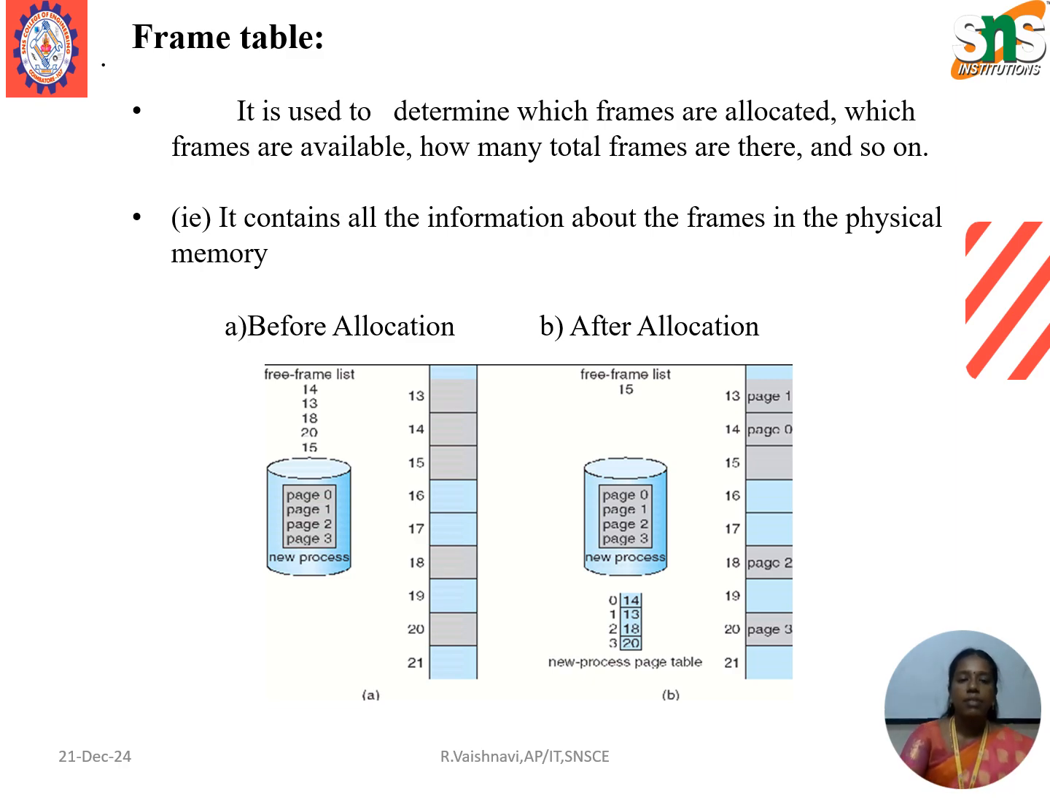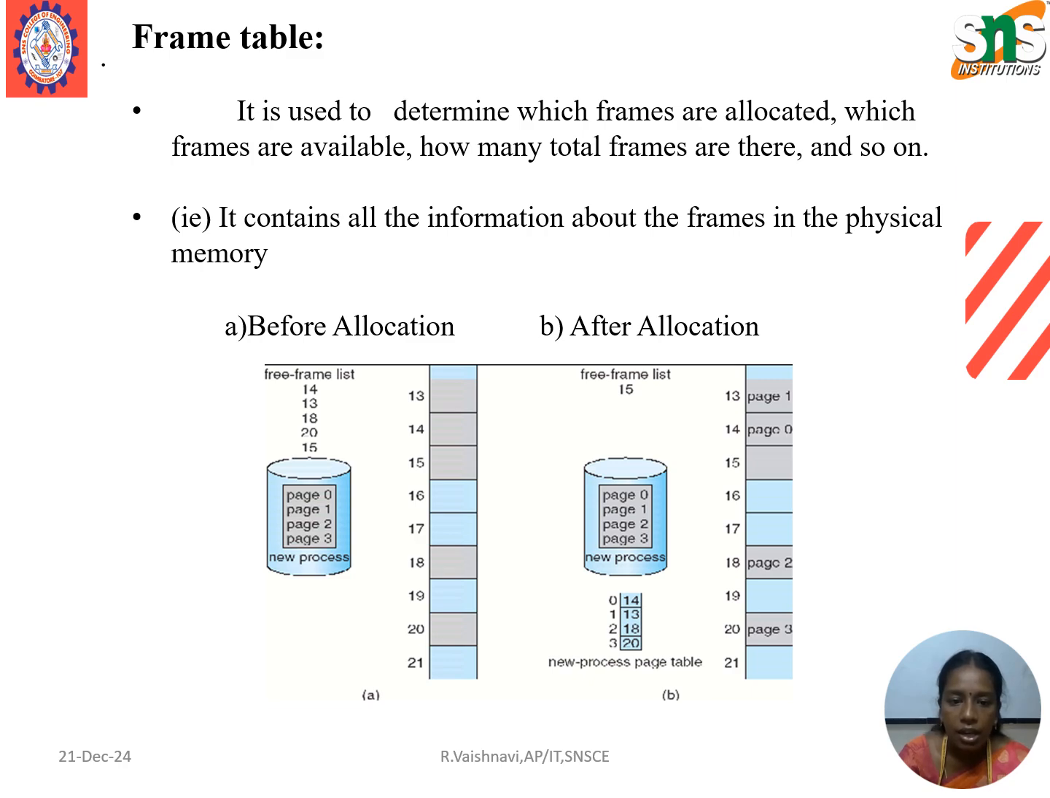Next one we have is the frame table. It is used to determine which frames are allocated, which frames are available, how many total frames there are, and so on. That is, it contains all the information about the frames in the physical memory.